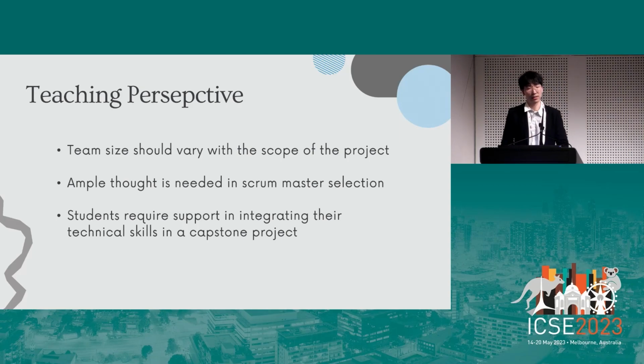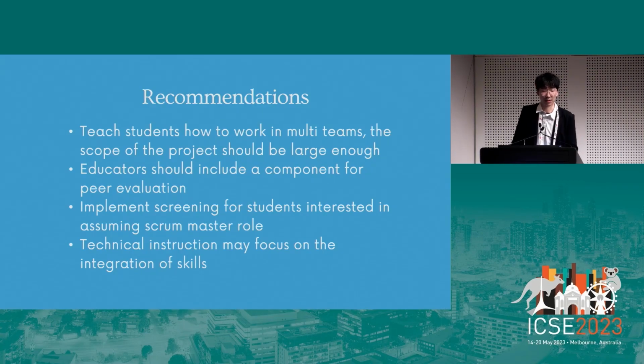Now, from the teaching perspective, the team size could vary with the scope of the project. In retrospect, depending on the scope of the project, if it's more complex or less complex, the team size could adapt to that. Another really important aspect is the Scrum Master selection. Because the teams were self-organizing, the Scrum Master for each team played a significant role, as they were oftentimes the person delegating tasks. So the selection of who the Scrum Master was and their amount of experience in that regard could impact the students' overall experience. So a recommendation from a teaching perspective is implementing a screening for students interested in assuming the Scrum Master role.